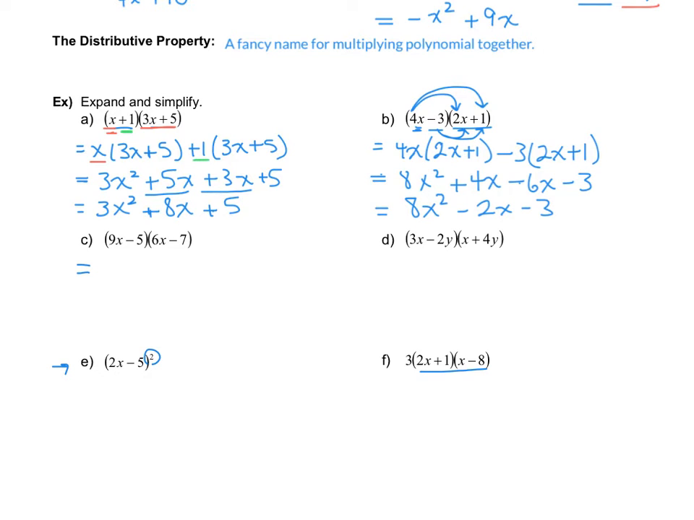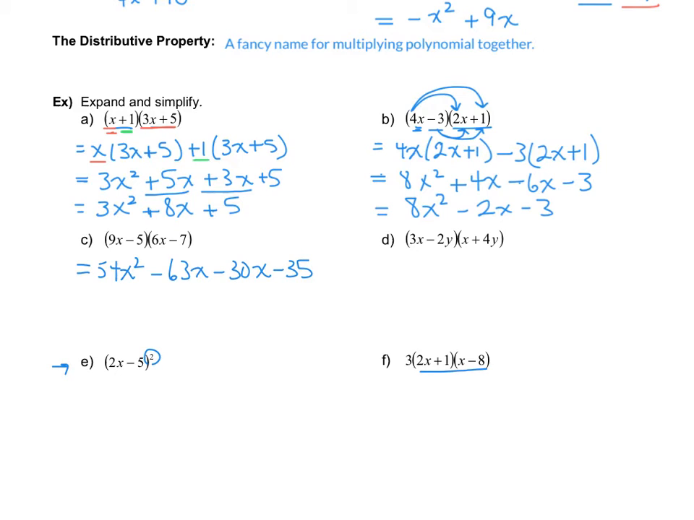All right, 9 times 6 should give us a 54. X times x is x squared. 9 times 7 is -63, and that has an x with it. A -5 times -6 is -30 with an x. -5 times -7 is -35.